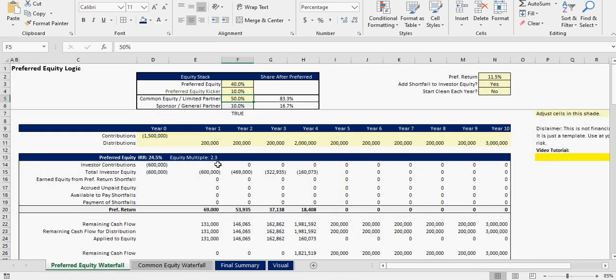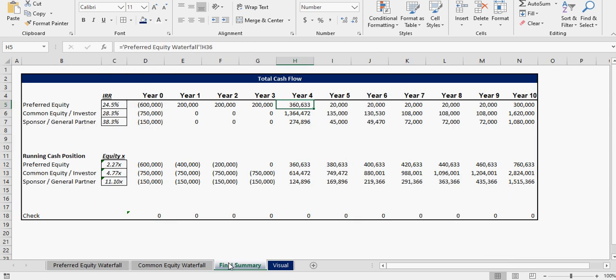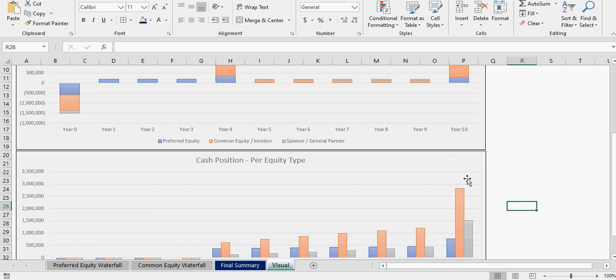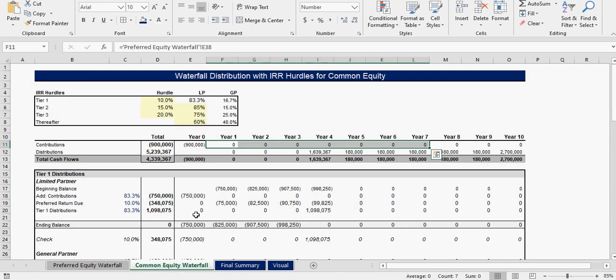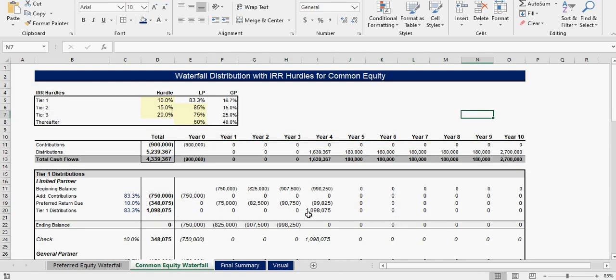So this is a great model to demonstrate that happening, and we've got internal rate of returns here, we've got equity multiples, and we've got charts to show kind of what happens over time. I think this is super clear. You can look through all the calculations.